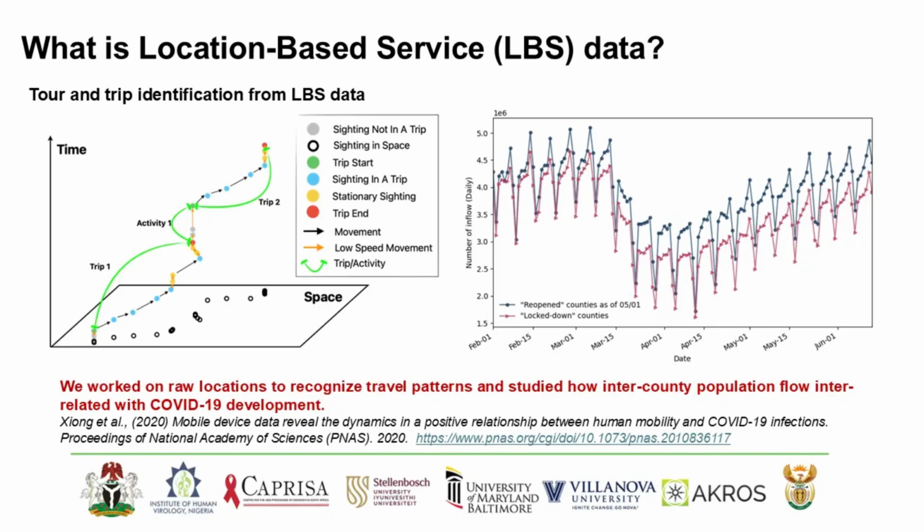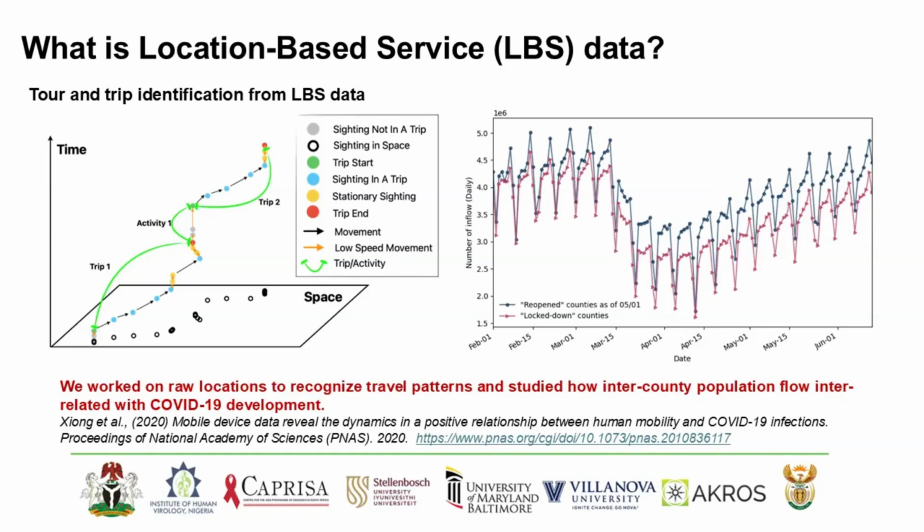Then, how raw smartphone location data are transformed into meaningful mobility patterns and how these patterns relate to epidemic development. On the left, we see a space-time diagram. Each dot represents a location sighting, and by connecting these points, we can identify trips and activities. For example, when movement starts, it marks the beginning of a trip, and when the device remains stationary, it indicates an activity stop. This process allows us to separate individual trips, calculate travel distances, and reconstruct daily movement behaviors.